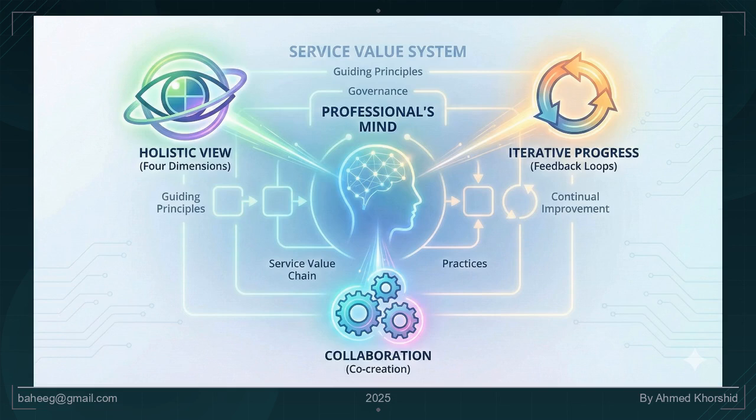Figure: extra detailed AI-ready prompt for an AI-generated diagram showing a professional's mind as a central hub. Radiating out are key mindset icons: a holistic eye, 4 dimensions, a circular arrow, iterative progress, and interlocking gears, collaboration. In the background, the service value system forms a subtle, glowing framework. Style: modern, conceptual infographic with clean lines and a supportive, aspirational color palette.